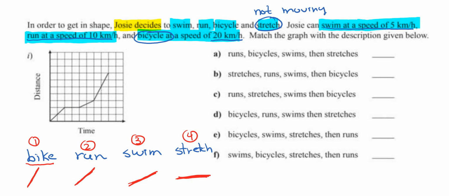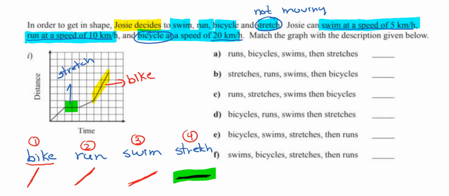Okay, so if I take a look at this region right here in green, this represents the stretching stage, right? Because that's a horizontal line. So this is where you would stretch. Okay. And then if I take a look at this line right here, this is the steepest line, right? This is very steep, so this means you are biking.